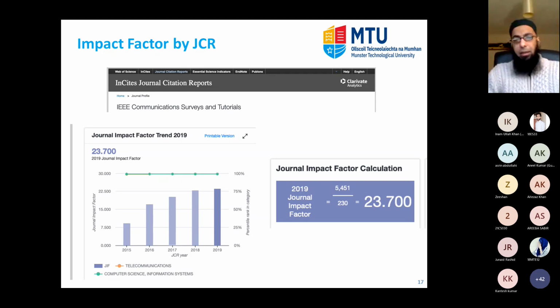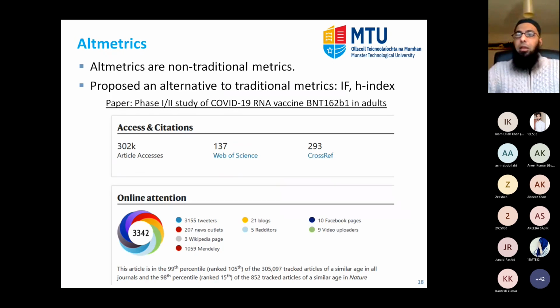So in simple words, journal impact factor is calculated by using the number of citations and the number of articles published, and the higher the impact factor, the higher the quality of that journal in that particular domain. There are other metrics as well, which are known as altmetrics, and these are non-traditional metrics, and they are proposed as an alternative to traditional metrics like impact factor or H-index or i10-index.